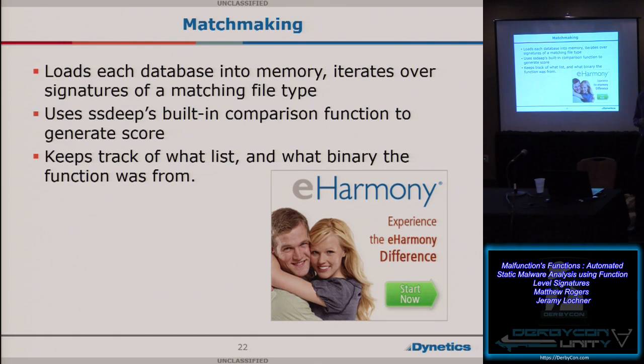Then from there, we use the SSDeep built-in comparison function to generate a score for each function. The scoring works on a 0 to 100% scale. A 100 means it's an exact match. A more mid-range score might mean it has some similar functionality, or it's at least similar. And a 0 just means it doesn't match at all. And from there, we keep track of what list it's on, blacklist or whitelist, as well as what binary the function was from.